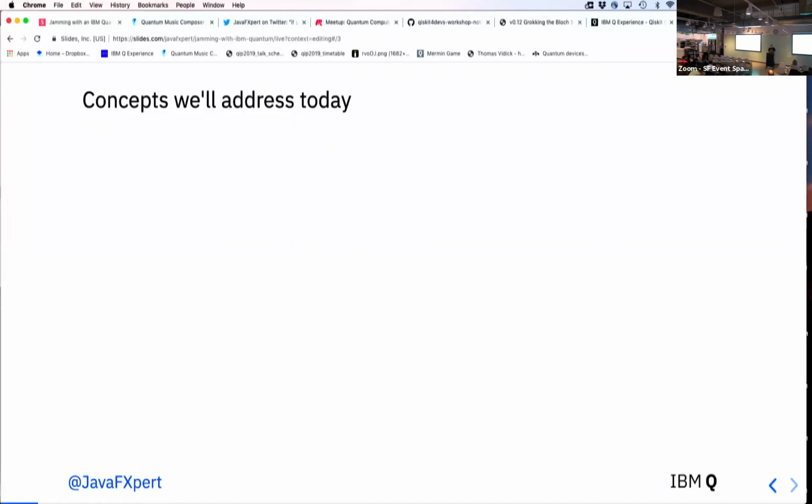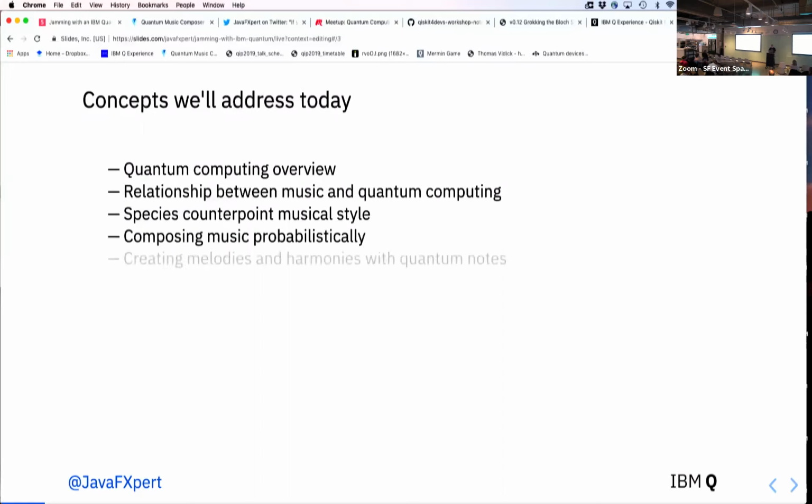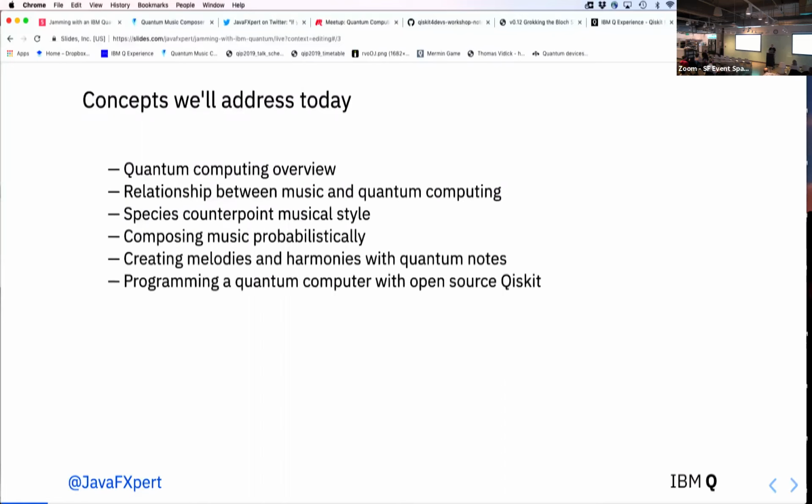So what we're going to talk about today is quantum computing, an overview of quantum computing. And then we're going to talk about this relationship between music and quantum computing. Then I'm going to go into a little bit of music theory and music history with you and discuss this really old style of music from the 1600s called species counterpoint. And then we will compose music probabilistically and create melodies and harmonies with quantum notes. We're going to then program a quantum computer with this open source framework from IBM called Qiskit. And then we'll do some music composition and jamming demos along the way.